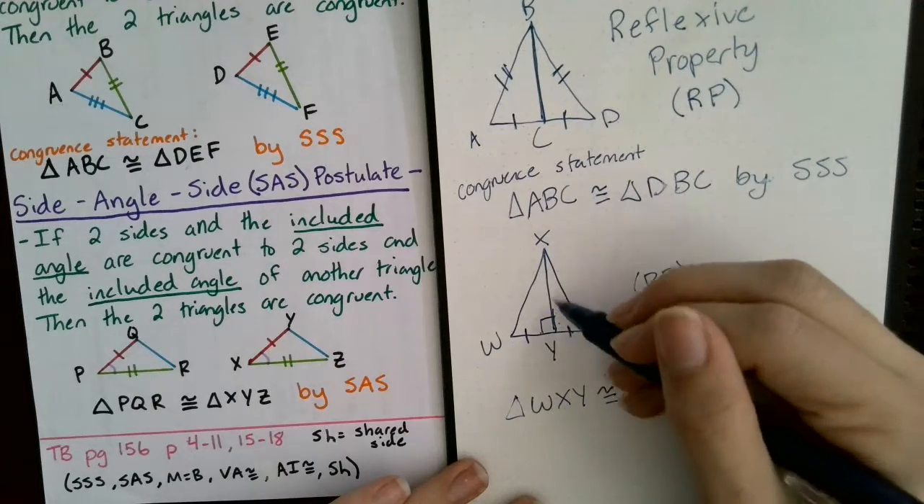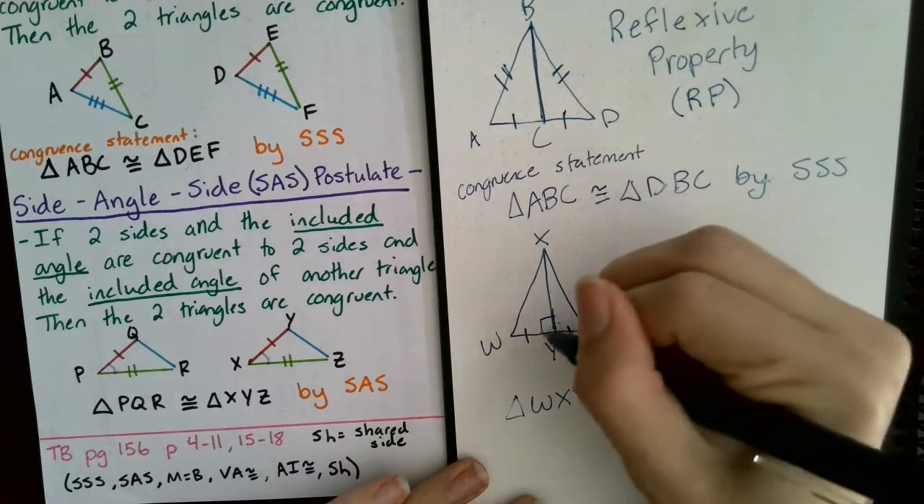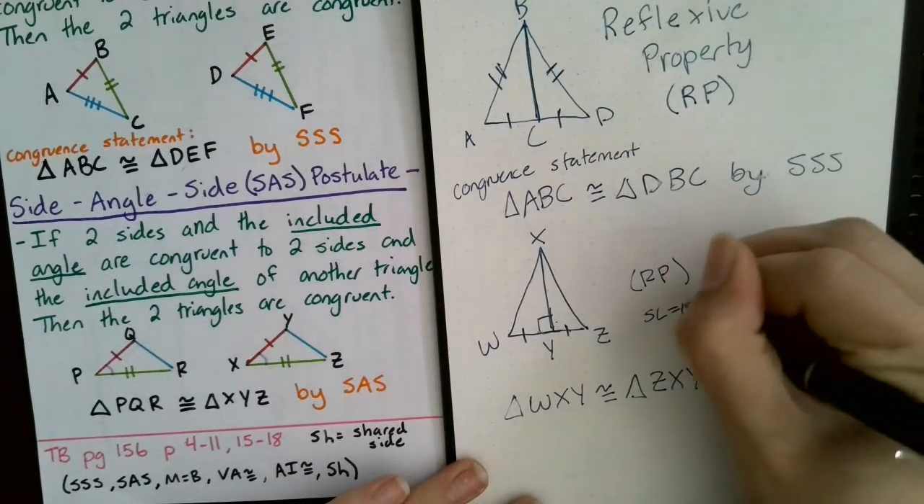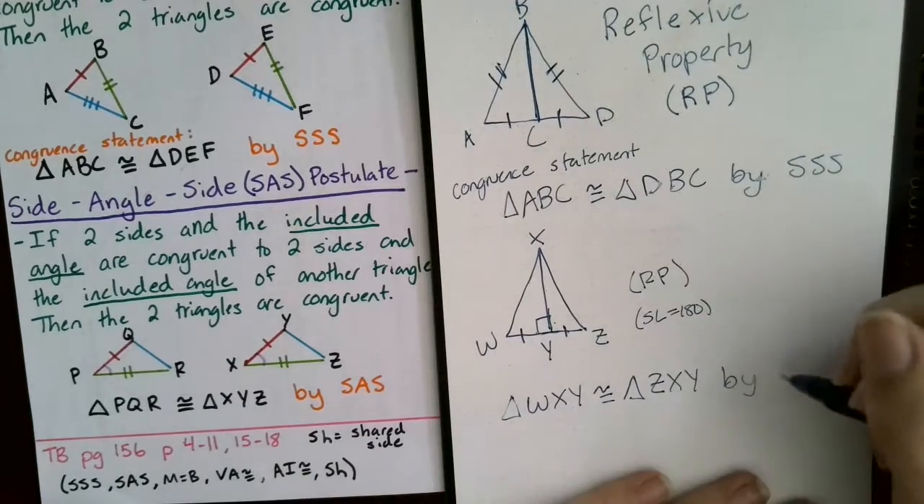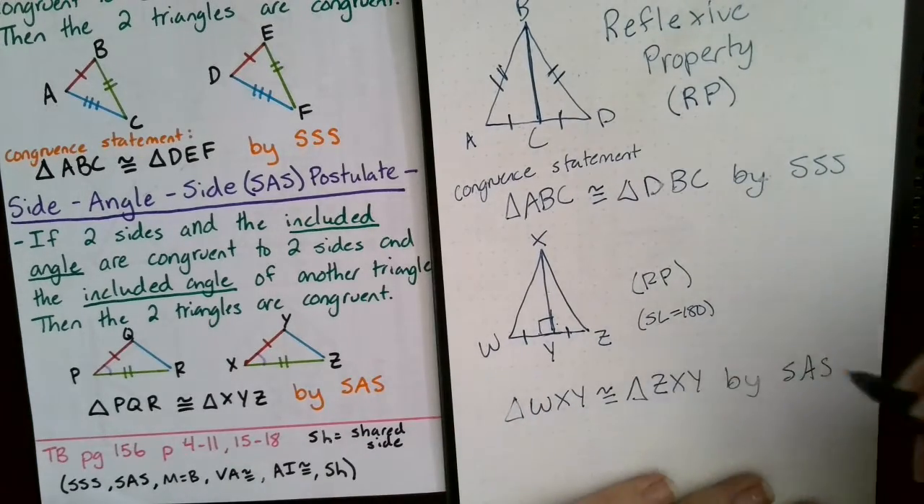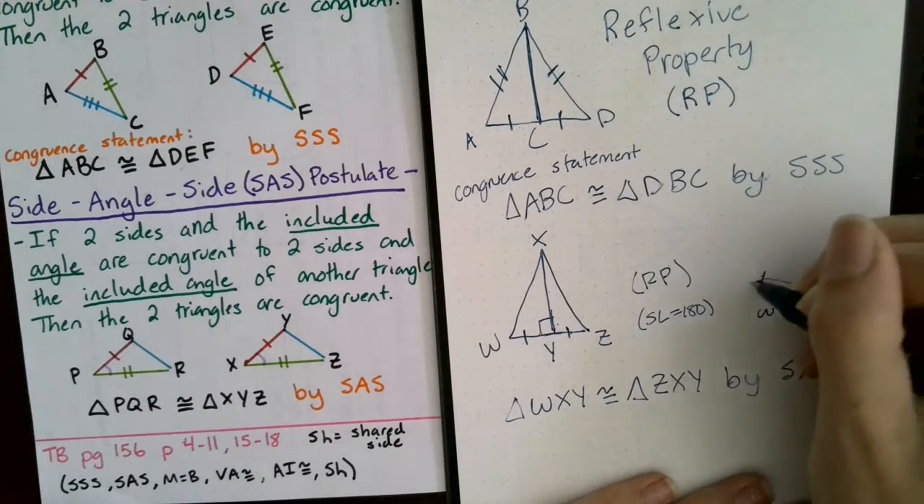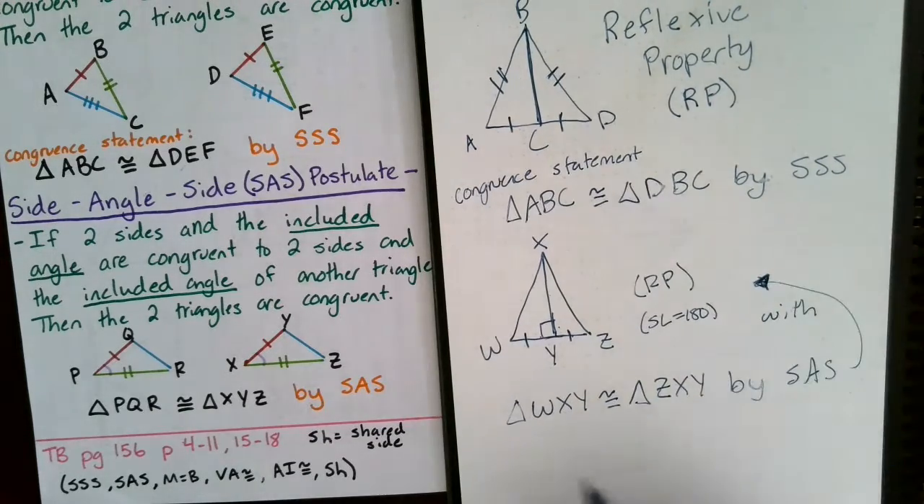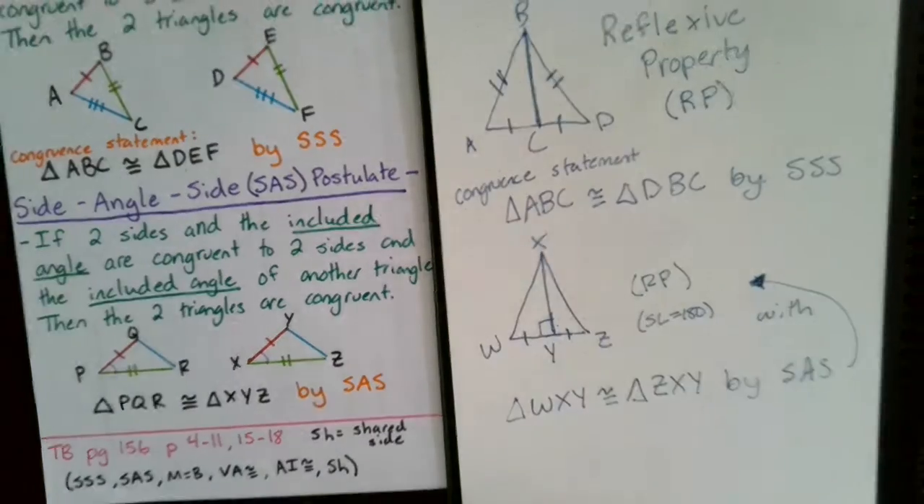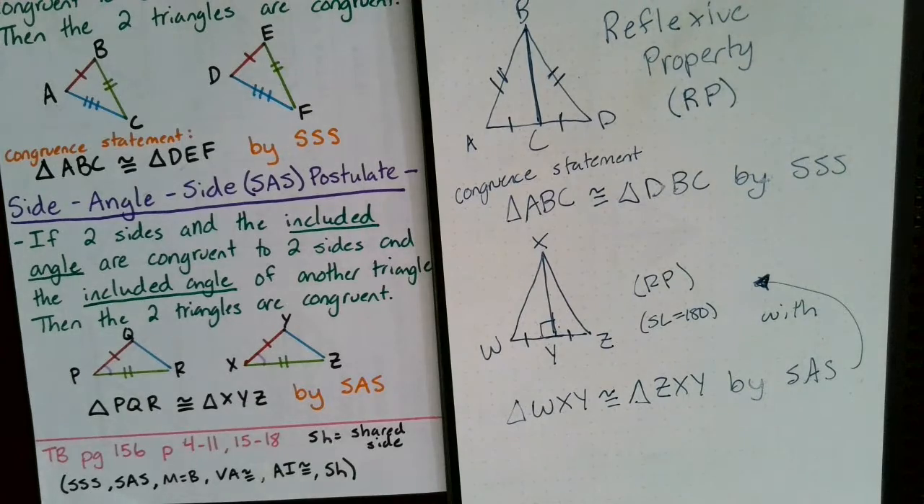Okay, so we have side angle side because that must be a right angle as well because it's also a straight line equals 180. Okay, side angle side with these 2. Okay, with those 2. So that's how I would write that answer. This is my congruent statement. So when it asks you to write the congruent statement, that's what you say.